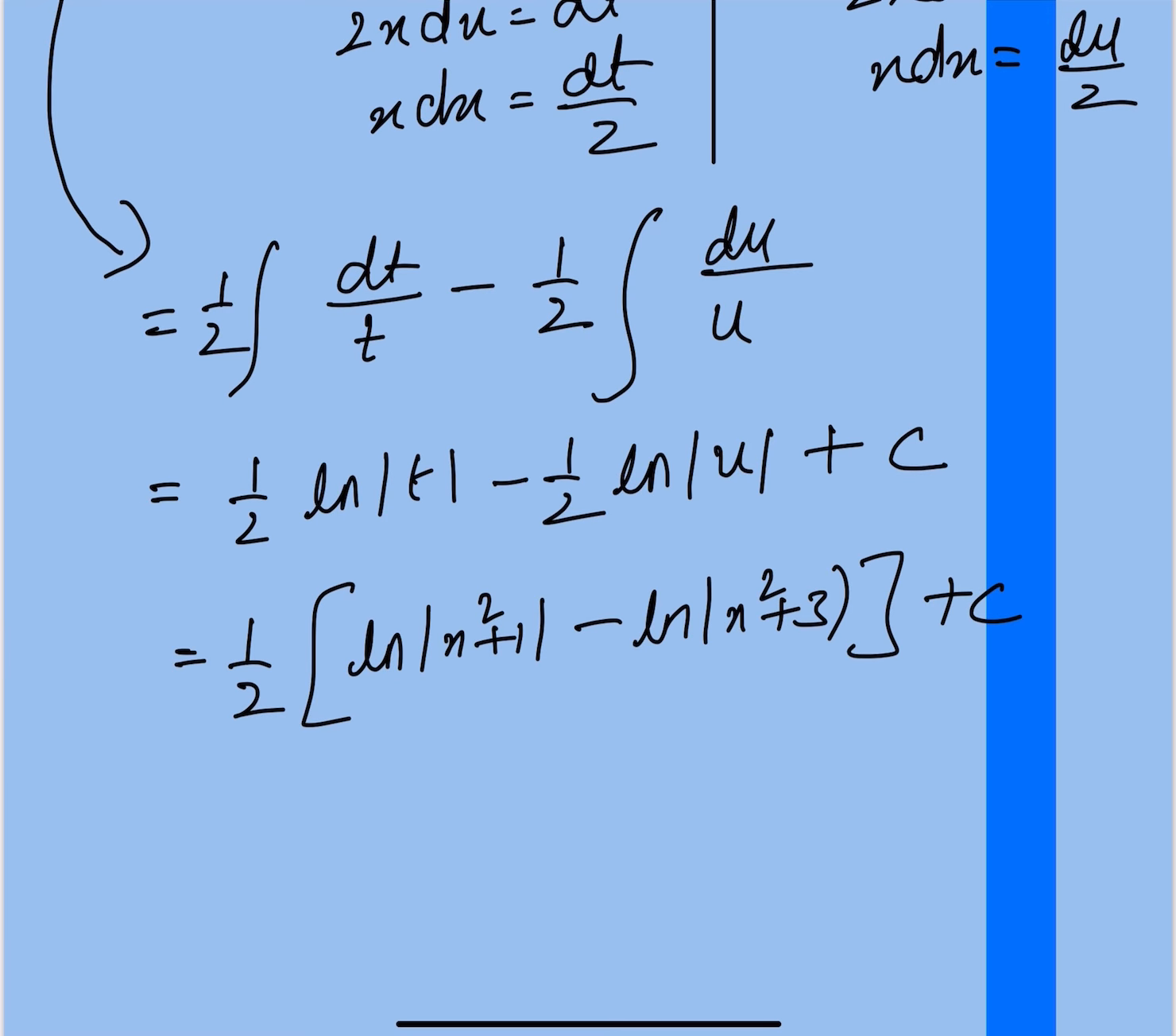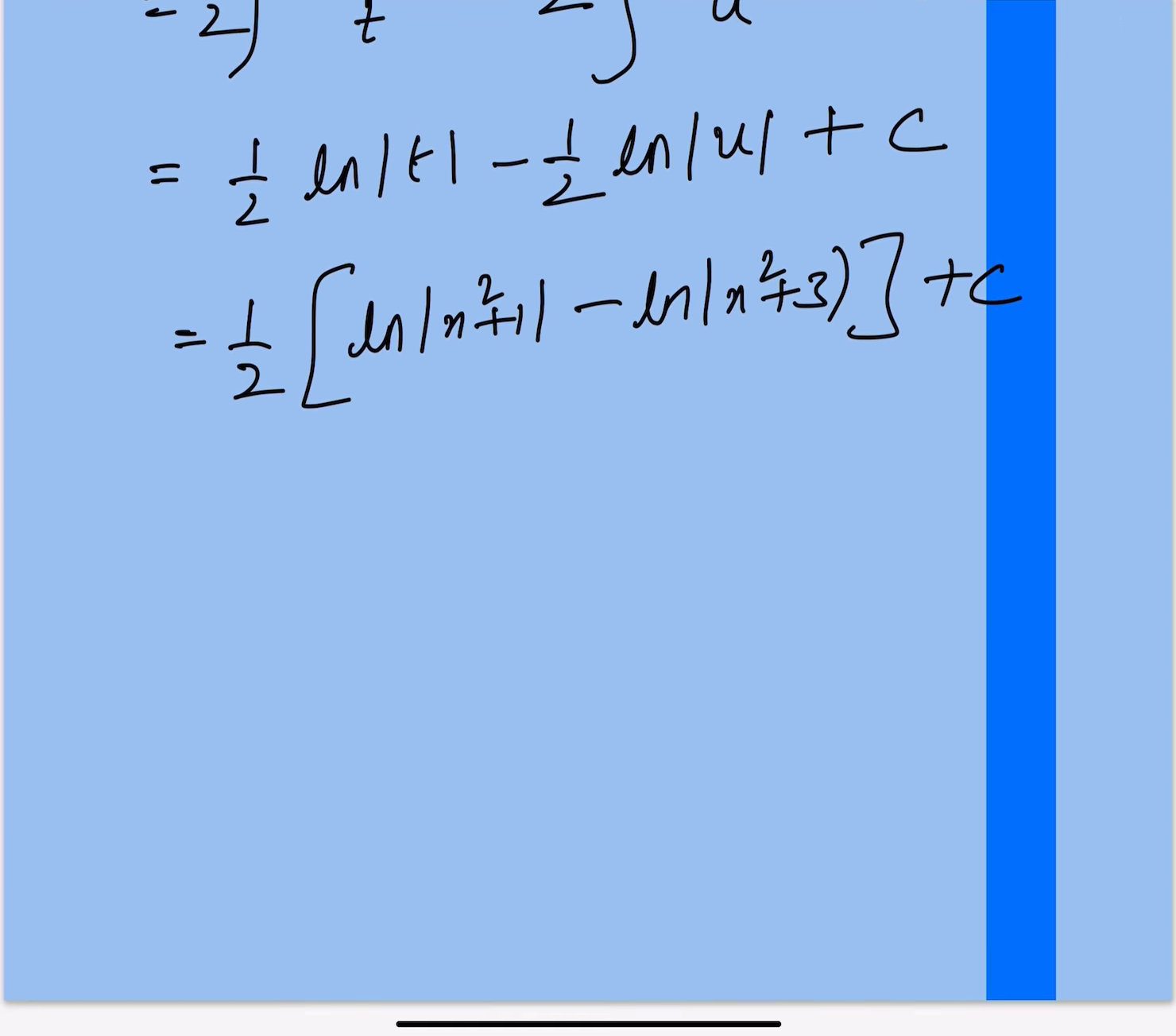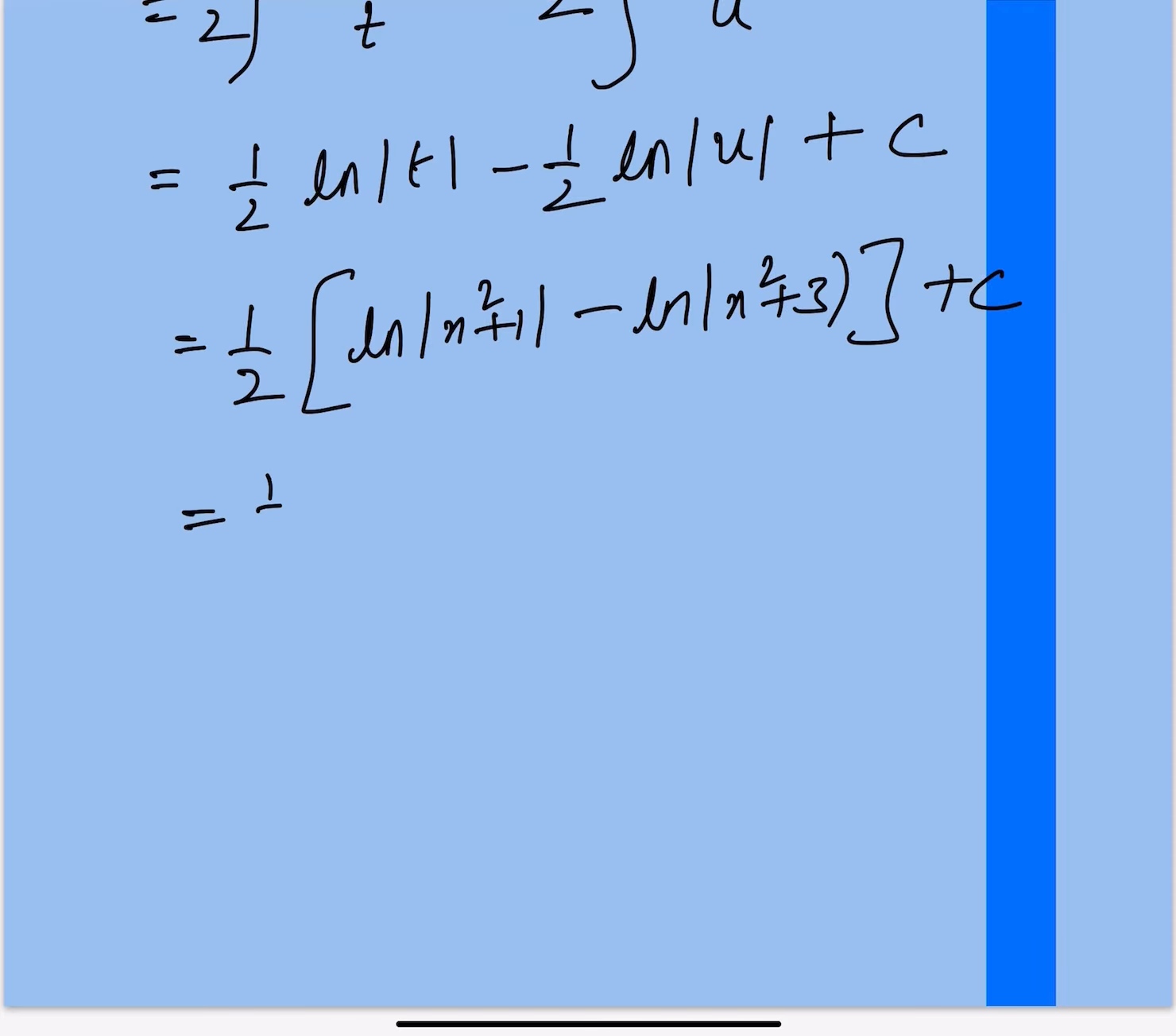Is this the answer? Yes, but remember, the formula for log A minus log B is log A upon B. So if you know this, write it. It creates a good impression when you write the answers. So your silly mistakes can sometimes be avoided by the teacher correcting it. Okay, it works. Plus C. And that's it. This is our answer.